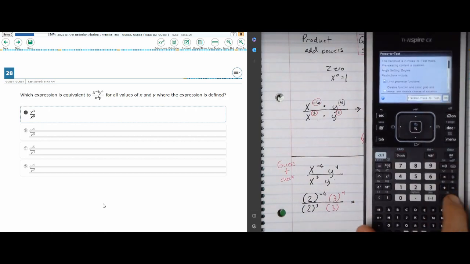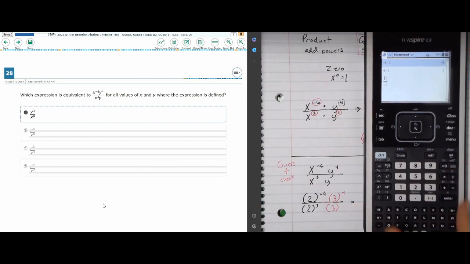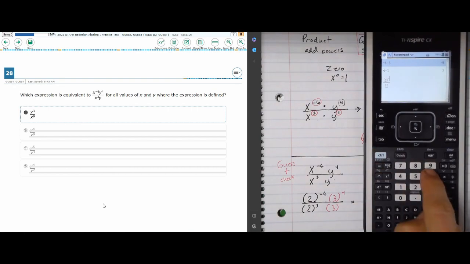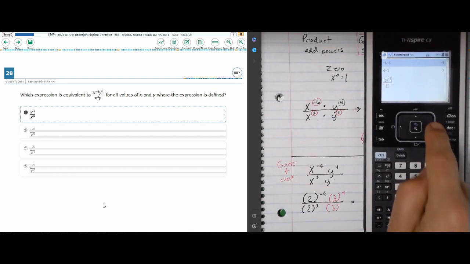So Control Divide. And then I'm going to put 2, and I'm going to put it to the negative 6 power. So caret key, negative 6. Then click to the right to get out.